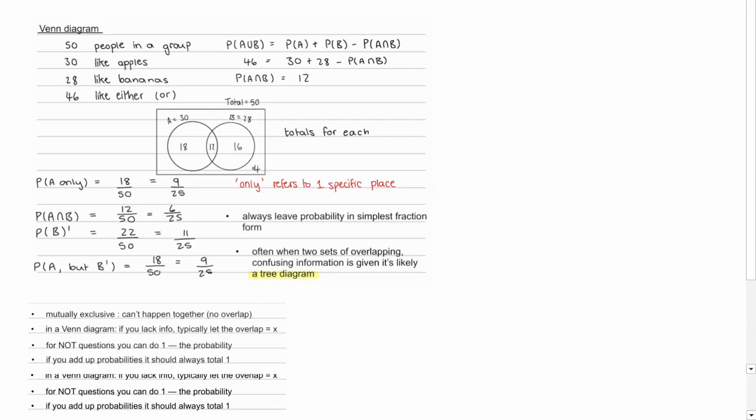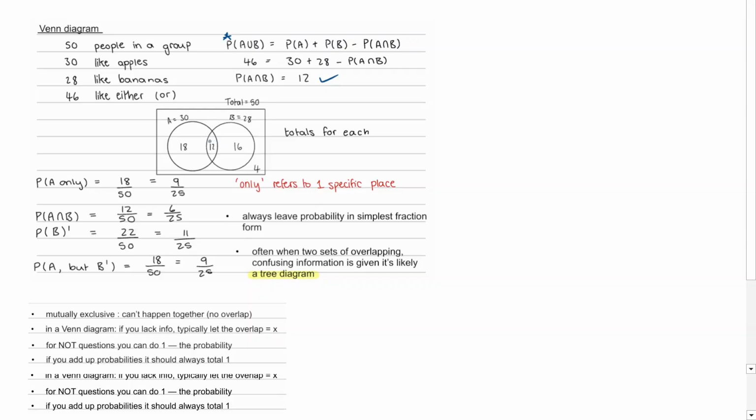And so if I'm ever not sure how on earth to fill in these 3 numbers here, I go back to my initial formulas. The probability of A or B, which is 46, is equal to the probability of A, which is 30, plus the probability of B, which is 28, minus the probability of A and B, which I don't know at this stage. And so if I take all my numbers across, I end up just getting 12.